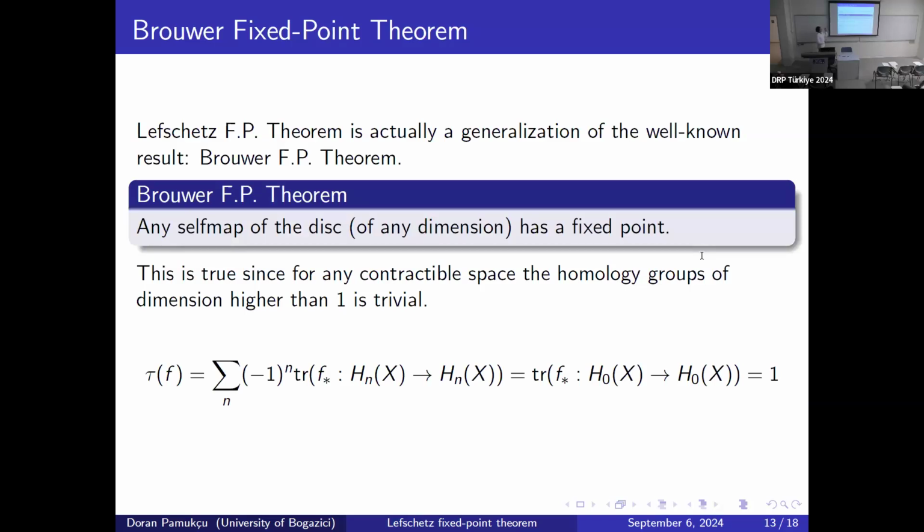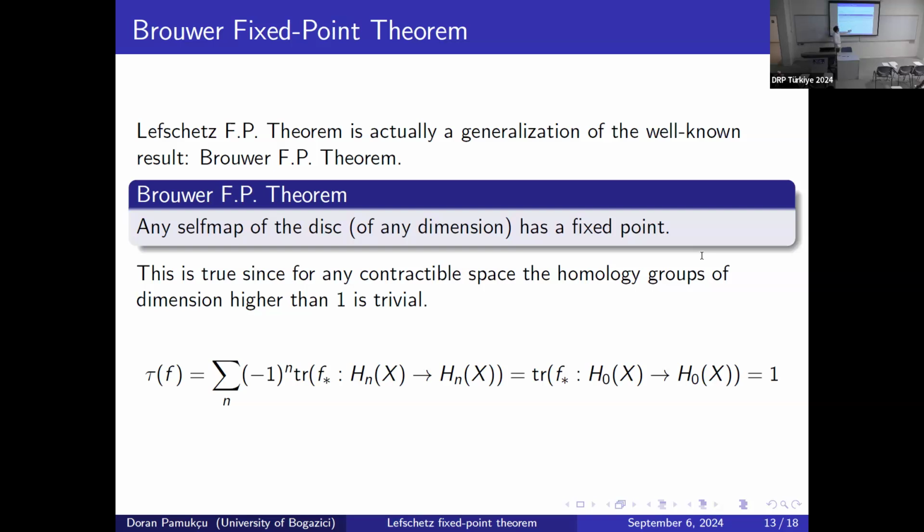I want to quickly talk about Brouwer's fixed point theorem, of which we can say that the Lefschetz fixed point theorem is actually a generalization. What does Brouwer's fixed point theorem tell us? It says that any self-map of the disk of any dimension has a fixed point. This is true since for any contractible space, the homology groups of dimension higher than 0 are trivial. So to prove Brouwer's fixed point theorem, we can assume the Lefschetz fixed point theorem and apply it.